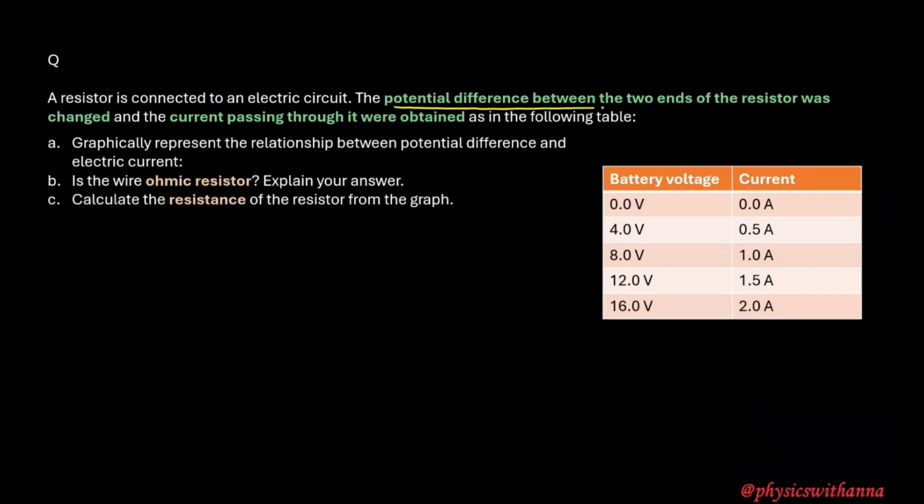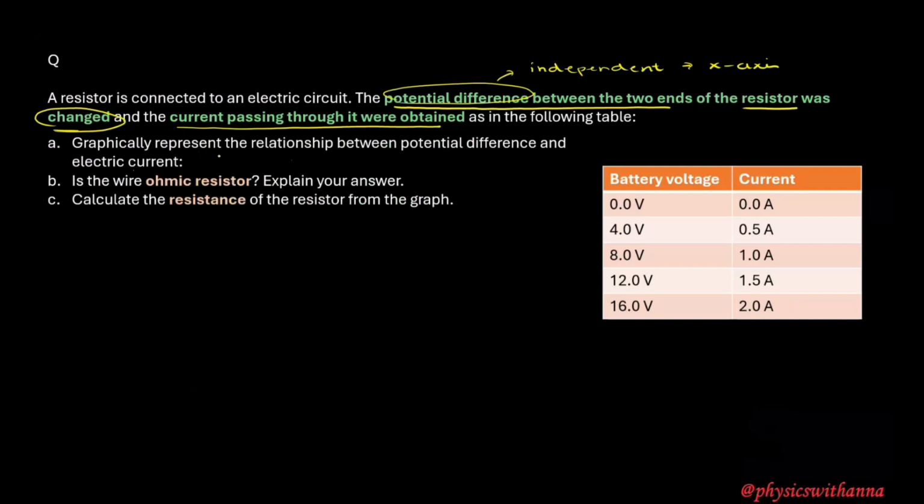The potential difference between the two ends of the resistor was changed, and the current passing through it was obtained, as in the following table. Graphically represent the relationship between potential difference and electric current. So in the first part of the question, we need to plot a graph of this table. The question says the potential difference between the two ends of the resistor was changed. So this was the quantity that was changed, meaning we are controlling this quantity. And any quantity that you change in an experiment is treated as the independent variable. An independent variable, we always plot on the x-axis.